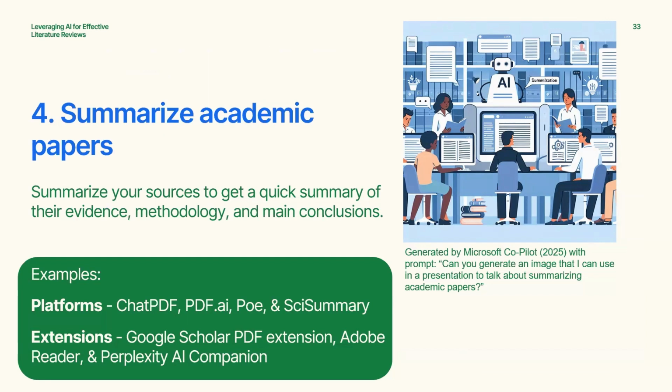Summarizing academic papers. So you can use these tools here to summarize your sources to get a quick summary of the evidence, methodology, or findings. There's a couple platforms that I've highlighted: ChatPDF, PDF AI, Summarize. There's something called SciSummary, which you have to pay for, but it could be nice if you do this a lot. There's also a number of browser extensions that you can use, things like Google Scholar PDF extension. Adobe Reader has an option to summarize, or there's something called Perplexity AI Companion, which you can use alongside Perplexity, which is its own AI system.